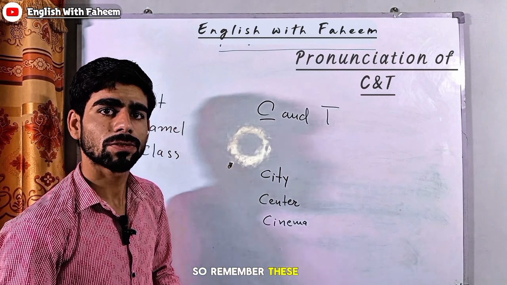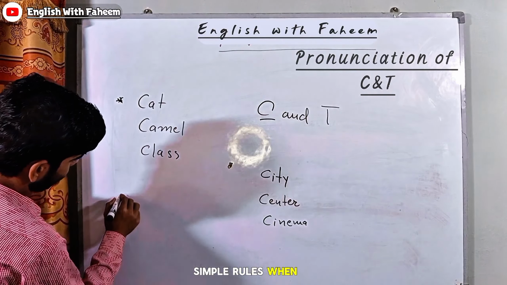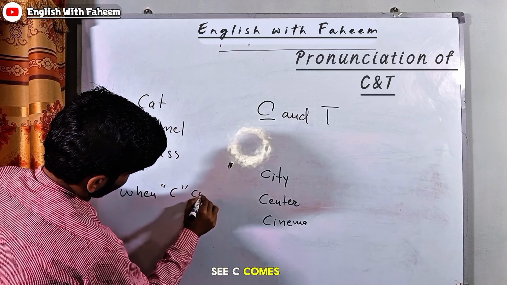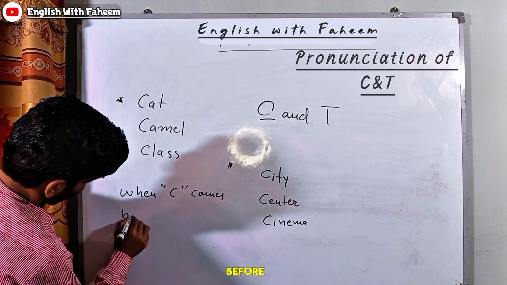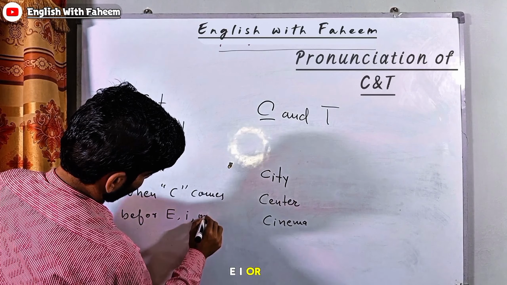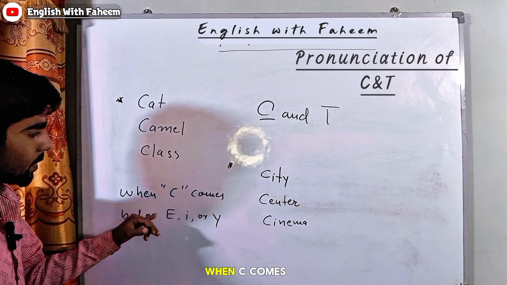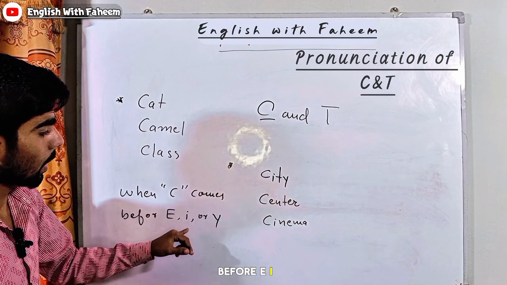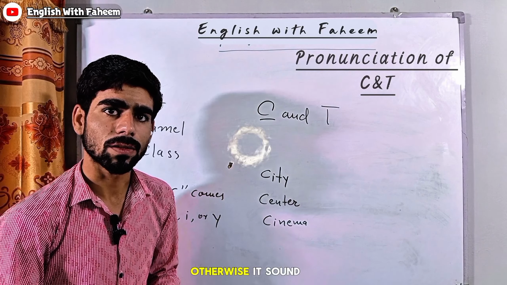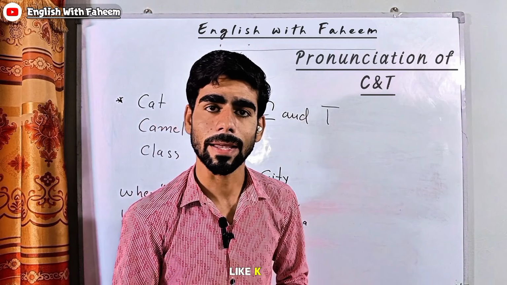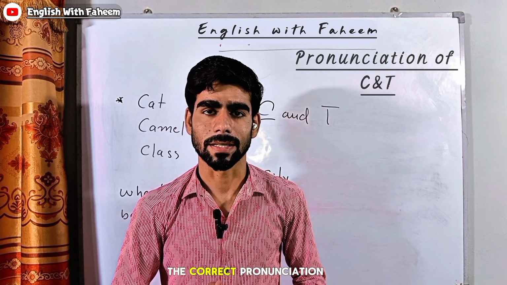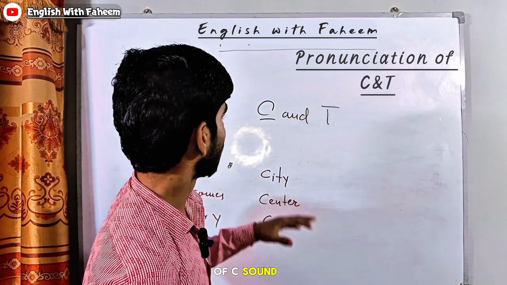So remember these simple rules. When C comes before E, I, or Y, it usually sounds like S. Otherwise, it sounds like K. Very easy, right? I hope you understand the correct pronunciation of the C sound.